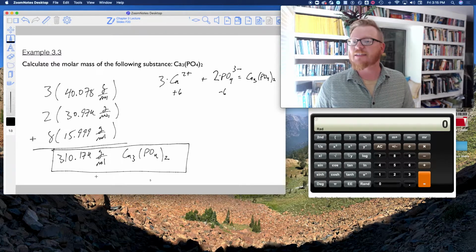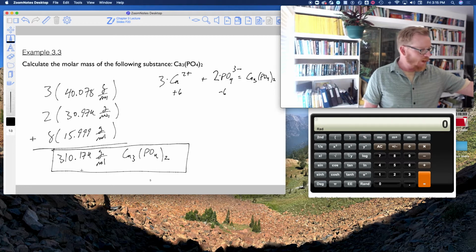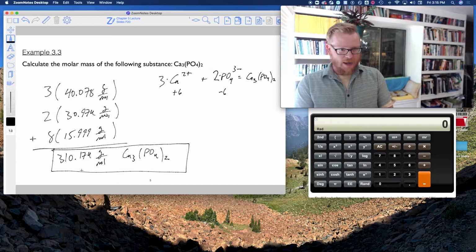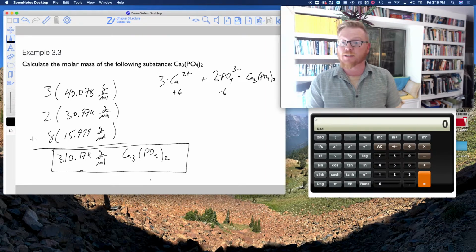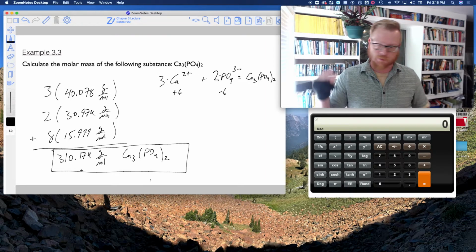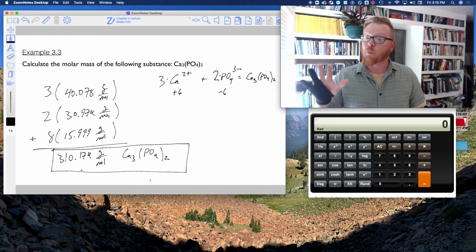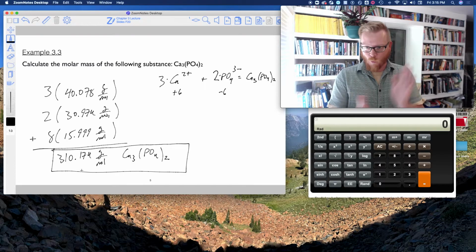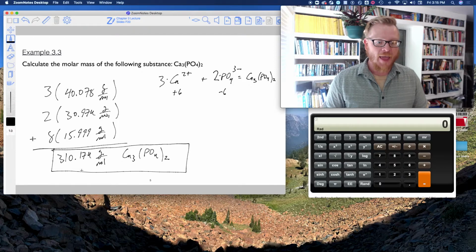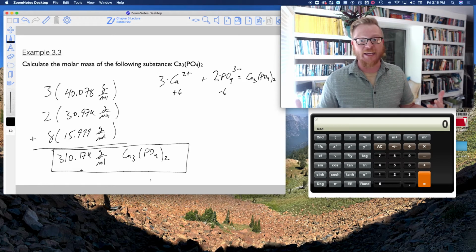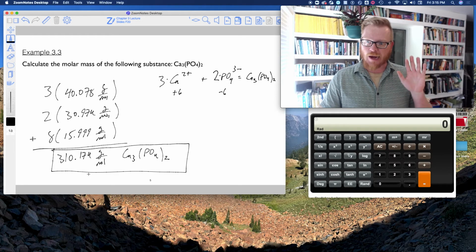Like if you need to write this out for now, that's okay. But I want you to really practice just being able to quickly access the periodic table. Okay, 3 times this, plus 2 times this, plus 8 times this, right? Just be able to do it like that. So practice. I understand you might not be able to do it fast yet, but I want you to be able to fly through a molar mass calculation and also make sure that you're still doing it correctly, right? Quickly and correctly. So you might be slow for now. That's okay.